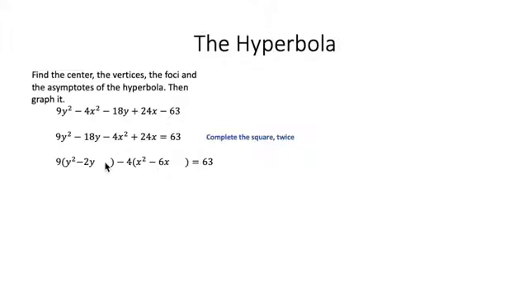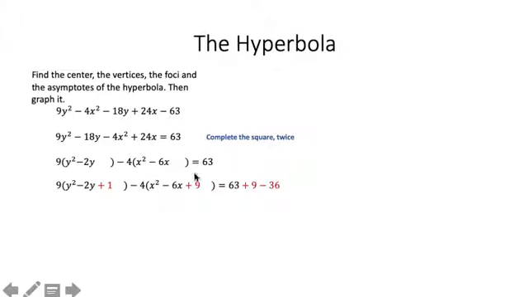Now I have to figure out what to add here and what to add here. Well, half of 2 is 1 and 1 squared is +1. So I'm going to add a 1 in this parenthesis. Half of 6 is 3 and 3 squared is 9. So that's what I'll add inside this parenthesis.